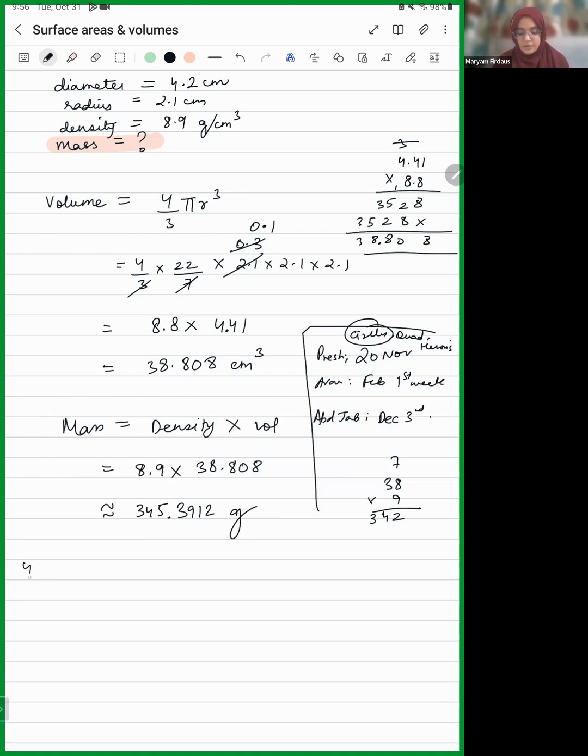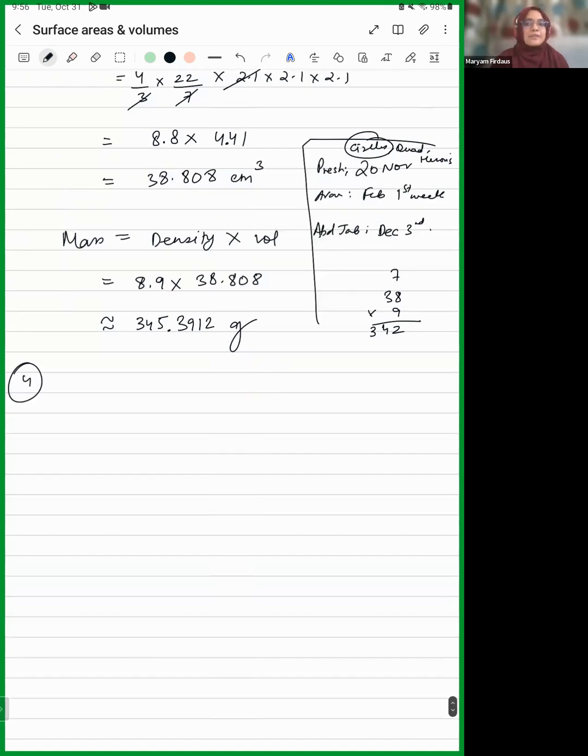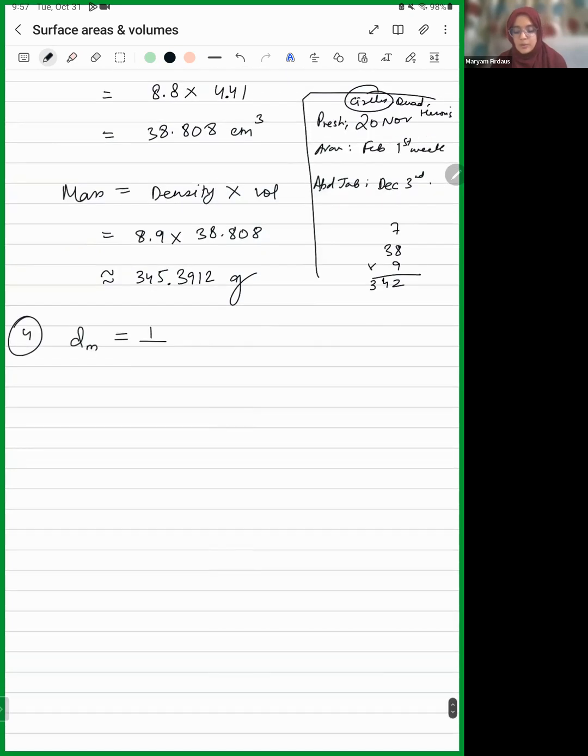All right. Next question quickly. Fourth one. The diameter of the moon is approximately 1/4 of the diameter of the earth. A similar question we had in the previous exercise also, remember? Let's say dm, with a subscript m, is approximately equal to 1/4 the diameter of the earth. So dm is the diameter of the moon and de is the diameter of Earth.